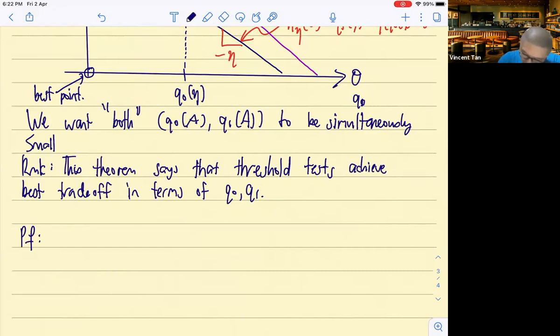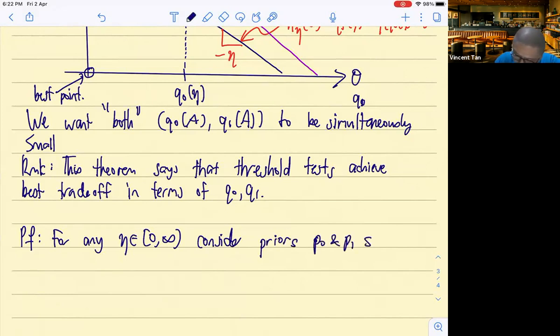Now for any eta belonging to 0 to infinity, consider prior probabilities. Note that we have no priors, but in this proof, we are going to consider fictitious priors P0 and P1, such that eta is equal to P0 over P1. Note that it is always possible to choose P0, P1, because eta is a positive number. So we can pick P0, P1 such that they add up to 1 and this is true. It's a matter of solving some equation.